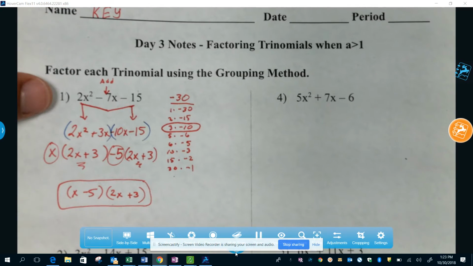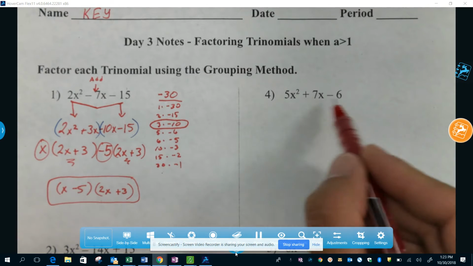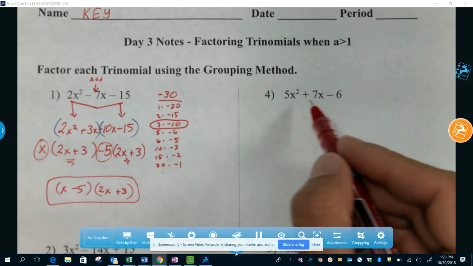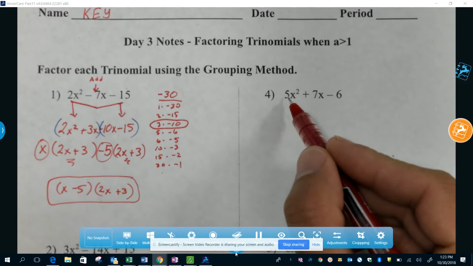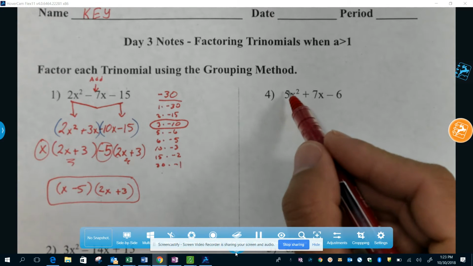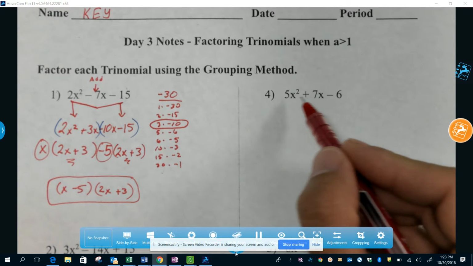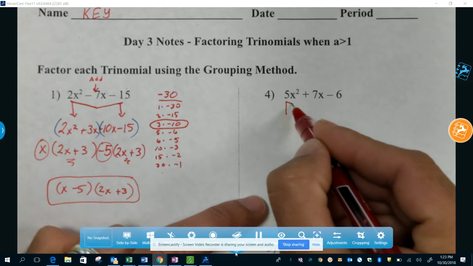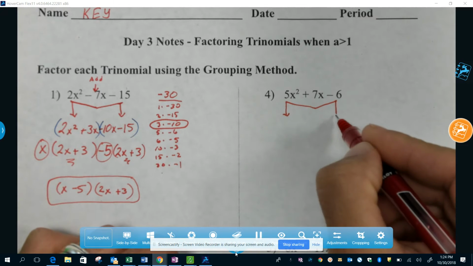All right, example 4. I'll leave example 1 up there just as a guideline. Example 4, always look for GCFs first. There's no GCF here. My a value is not a 1, it's a 5. We can save ourselves time if the front term and the back term are perfect squares, but 5 is not a perfect square and 6 is not a perfect square. So we're going to have to factor by grouping, or like I like to call it, the M method.